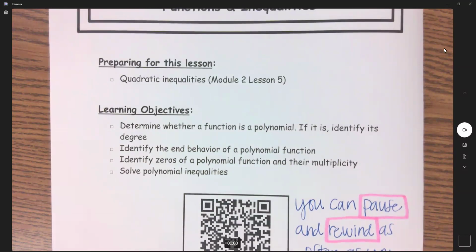Here are our learning objectives. We need to determine whether a function is a polynomial, and if it is, identify its degree. We need to identify end behavior and identify zeros of a polynomial function and their multiplicity, and then solve polynomial inequalities.